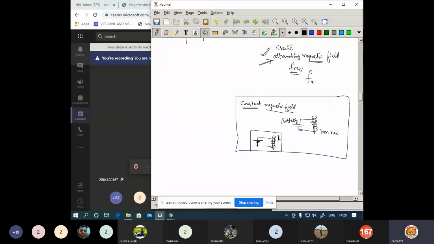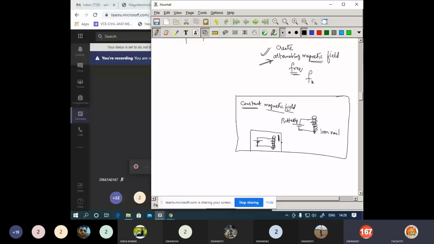Okay. Now what can you expect? Bring some other iron piece here. Okay. Now what happens? This might be the experiment that was performed in your school, I think. Some 10th class, I think.